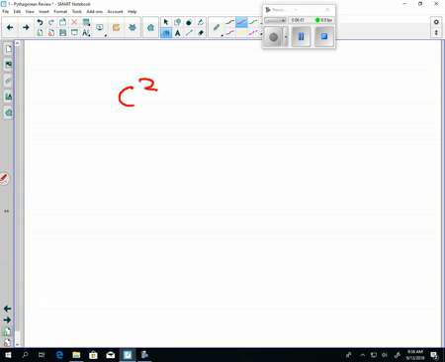if I look at that, I'd say, okay, what does c squared equal? Well, what does 2 squared equal? 2 squared is 2 times 2, right? Any number that's squared is that number multiplied by itself. So c squared is c times c.